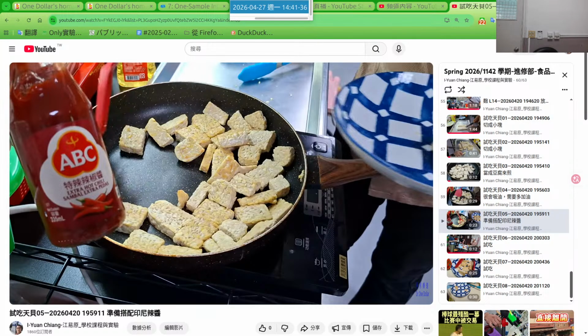Okay, and I heard about Indonesia. Actually there are many international workers staying in Taiwan for some services, and I bought it from the website. I heard about the ABC brand, a very big company, very famous one, and I bought it from the website. Then we combine the hot sauce and the fried tempeh together.